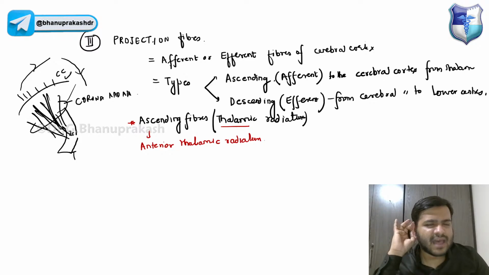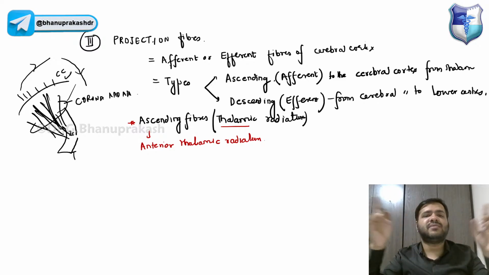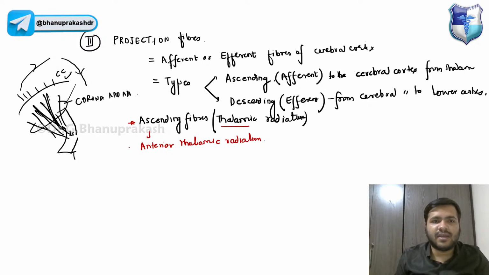I will be discussing thalamus in detail. So thalamus has nuclei: the anterior nucleus and the medial nuclei of the thalamus. Basically it is connecting this to the frontal lobe, to the cerebral cortex of the frontal lobe.